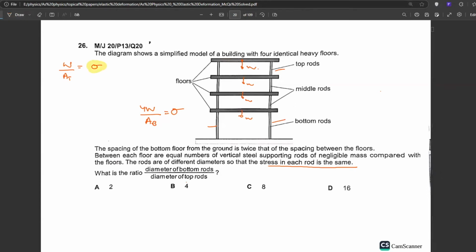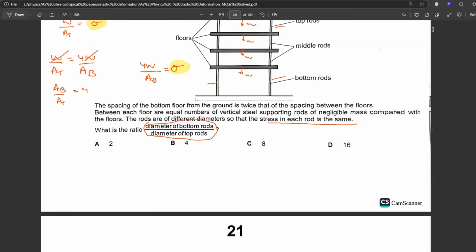Since both these stresses are the same, we can equate them. W over top rod area is equal to 4W over bottom rod area. W cancels out. And you have to calculate area of bottom rod divided by area of top rod, which is 4. But you have to give the ratio of diameters. Pretty easy. If you have reached till here, then the ratio of diameters is also easy. Do you realize that area is equal to what? Pi d square over 4. Area is directly proportional to what? d square. So if we take a square root on both sides, we will get the diameter ratio.